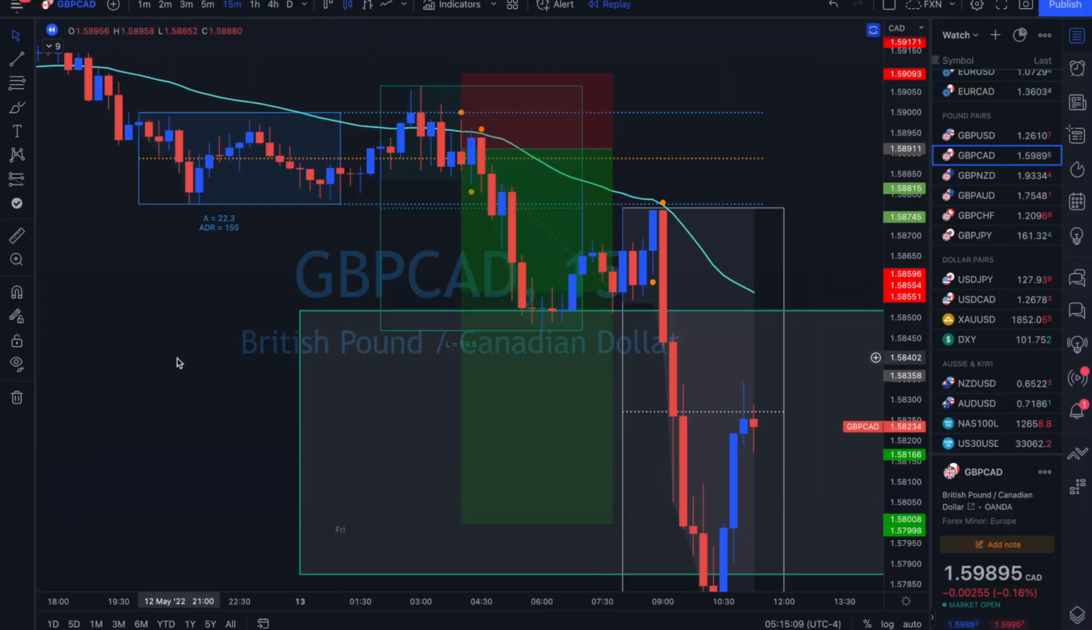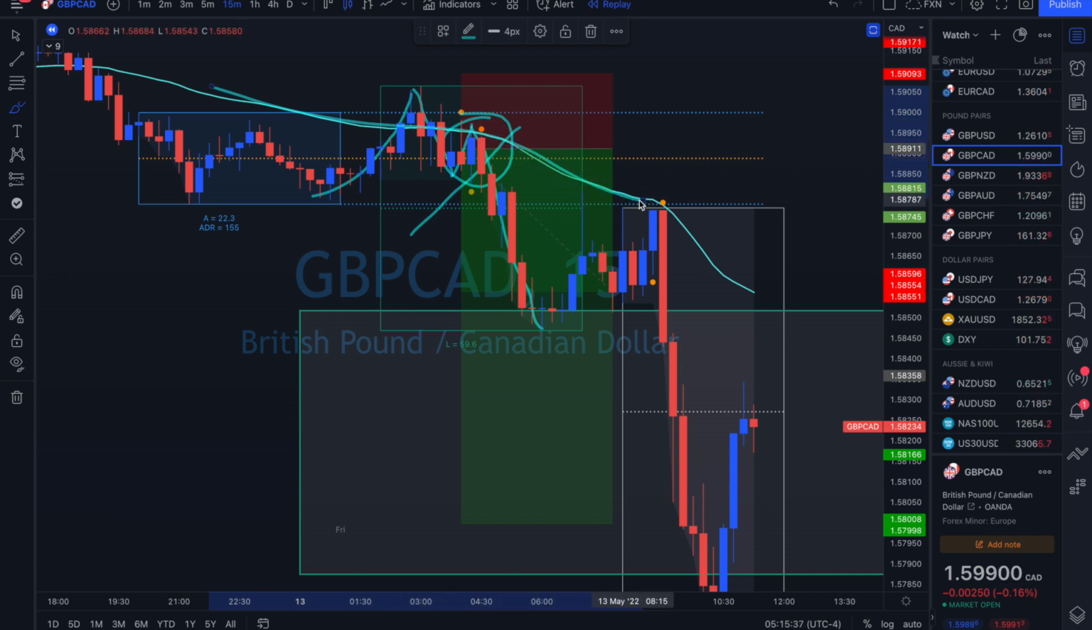Here's an example of using the 50 EMA as a form of confirmation. As you can see, we have a 22 pip Asian range. Price comes out of the Asian range, goes right to the top, and then starts to create the M pattern here. We get a railroad track right here. The entry is there, and you can see that the 50 is basically acting as a form of resistance and stopping price from going higher.